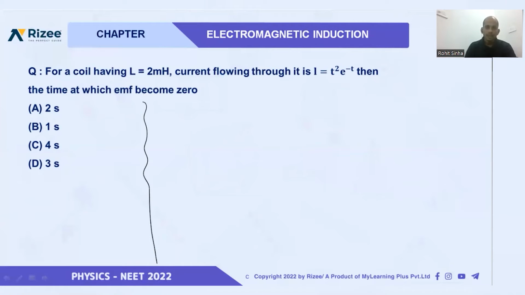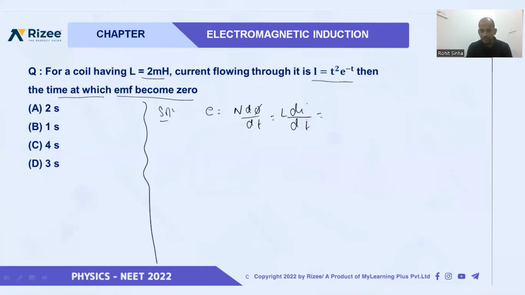See, it is given that L, the inductor value, is given, and I is given. Then the time at which EMF becomes 0. To find the value of EMF, we know that E is equal to N d phi by dt, and also we can say that it is L di by dt. Both formulas we have studied.